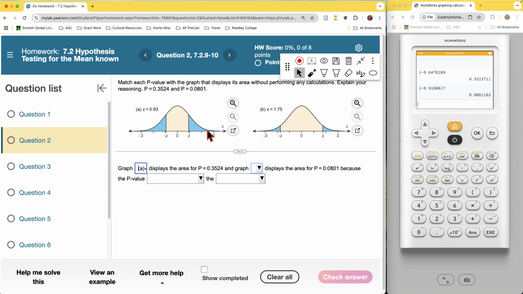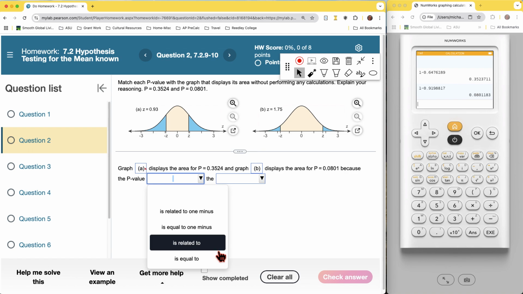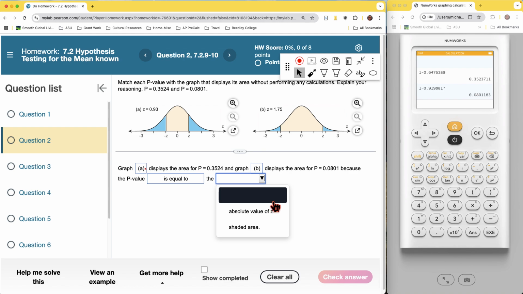Yeah, so it's got the 34%, 35%. And then graph B will be the lower percentage. The p-value is equal to the shaded area. So notice the shaded area is what the p-value is equal to. We had to subtract it to figure it out, but we got there. Okay.